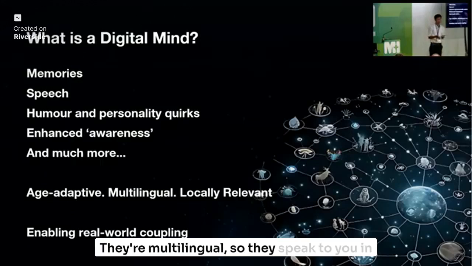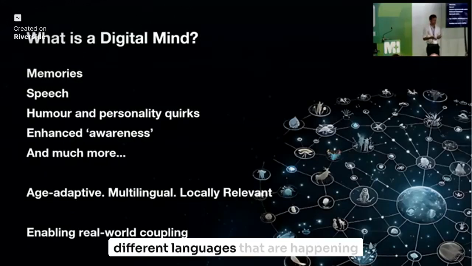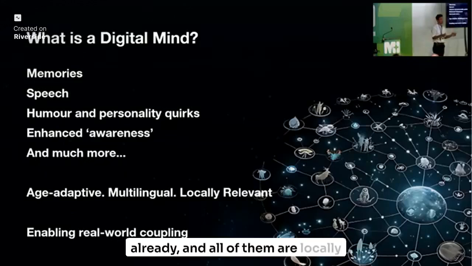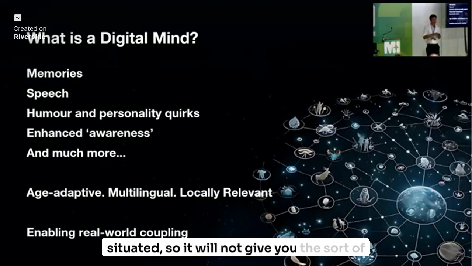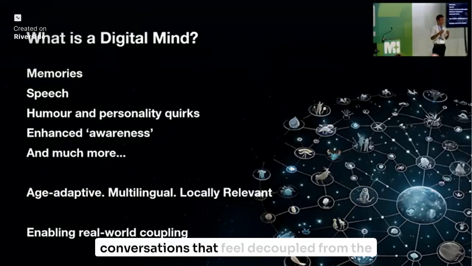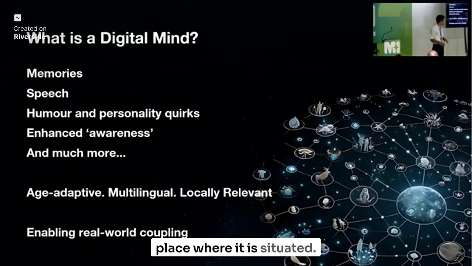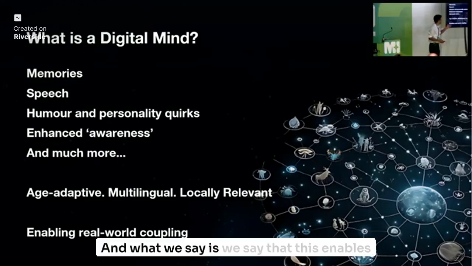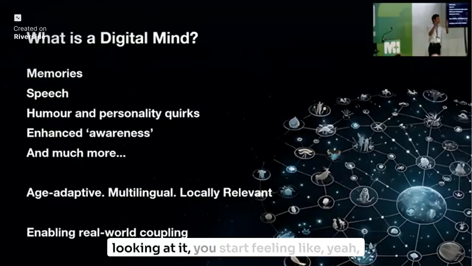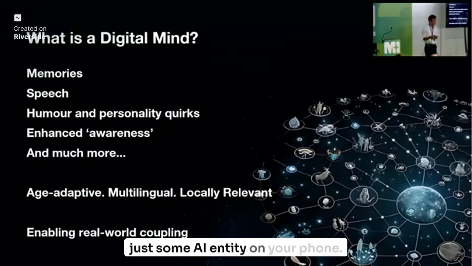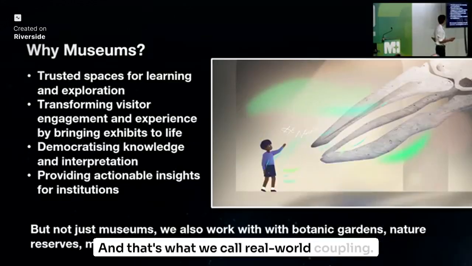They're multilingual, so they speak to you in your own language. We've got conversations in around 25 to 30 different languages happening already, and all of them are locally relevant. So it is very conscious of where it is situated, so it will not give you the sort of conversations that feel decoupled from the place where it is situated. And what we say is that this enables real-world coupling, which is that talking to the perspective and all that it says and looking at it, you start feeling like, yeah, you are talking to this individual and not just some AI entity on your phone. And that's what we call real-world coupling.